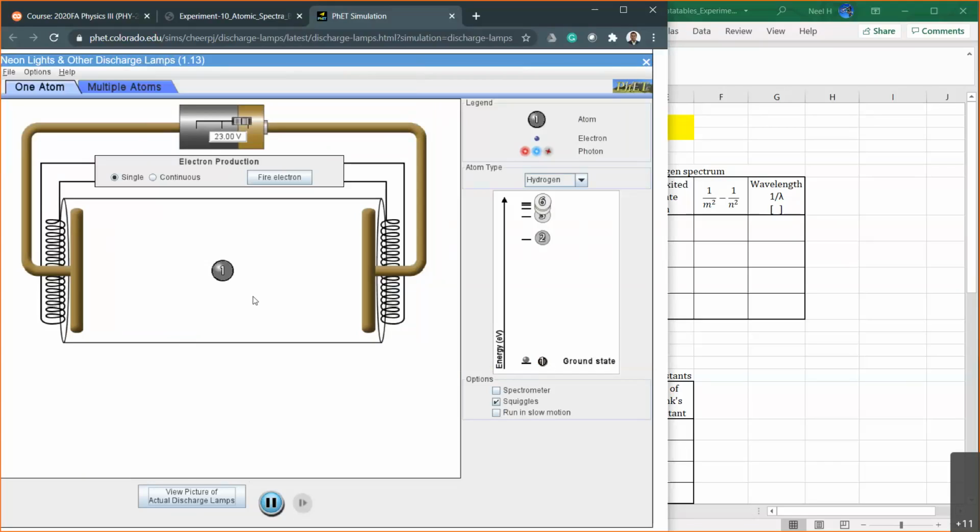All right, when you first open this simulator, you will see the gas tube and one atom right here. And I can pick different atoms. If you go to your right-hand side, you see right now hydrogen is selected. But I can select mercury, sodium, neon, and I can even configure whatever atom I would like to use.